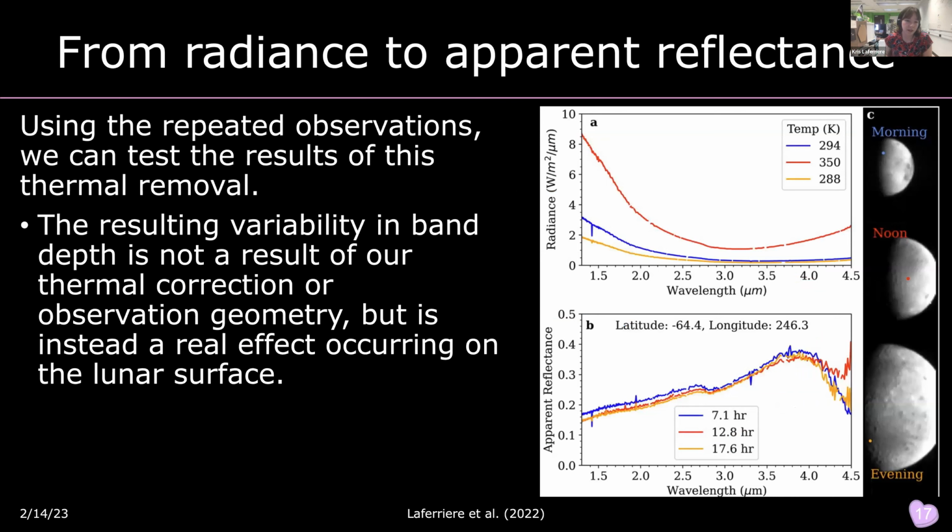One of the upsides, again, of this repeated observation is that we can test the results of this thermal removal. So this figure is showing the same location on the moon in morning, noon, and evening. And so we've taken the radiance data, which is all at different temperatures, and we've moved it into apparent reflectance using our thermal emission removal. And we find that these are very similar shapes and that the 3 micron band is still evident in these.